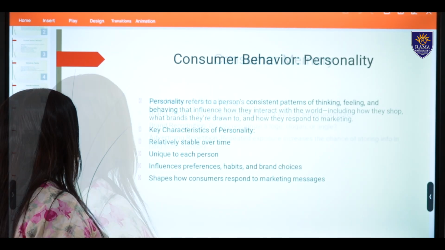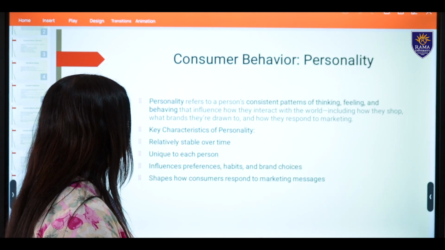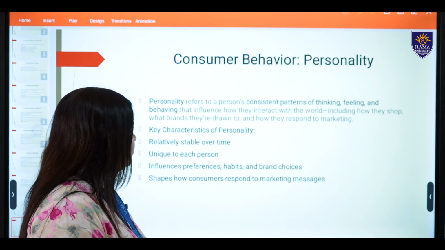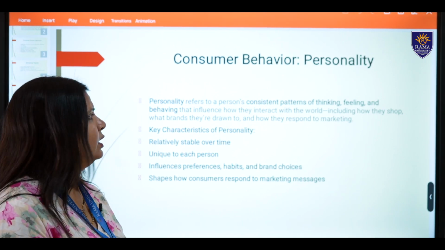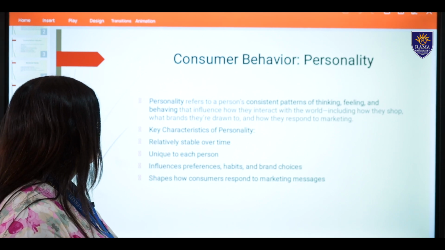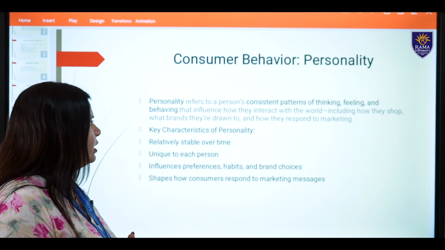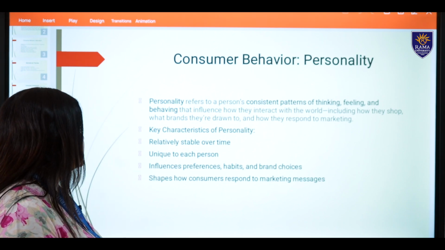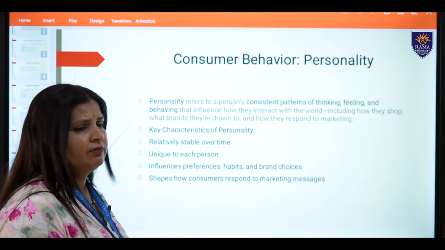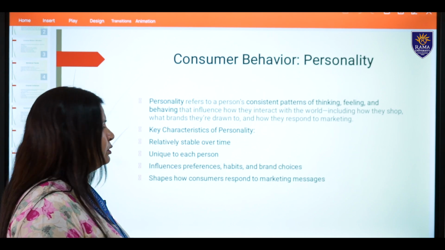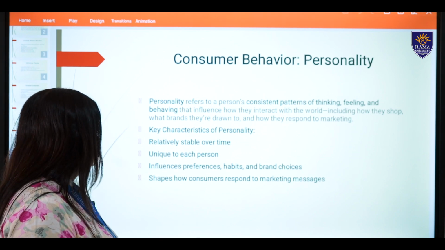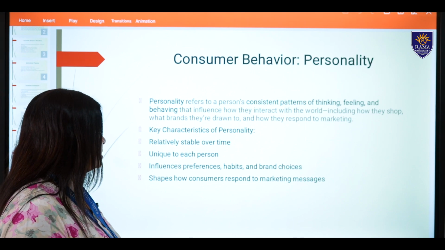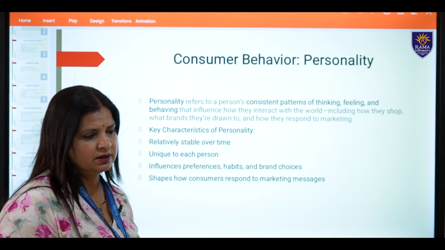Personality. Personality refers to a person's consistent pattern of thinking, feeling and behaving that influences how they interact with the world, including how they shop, what brands they are drawn to and how they respond to marketing. Key characteristics of personality: relatively stable over time, unique to each person, influences preferences, habits and brand choices, and shapes how consumers respond to marketing messages.